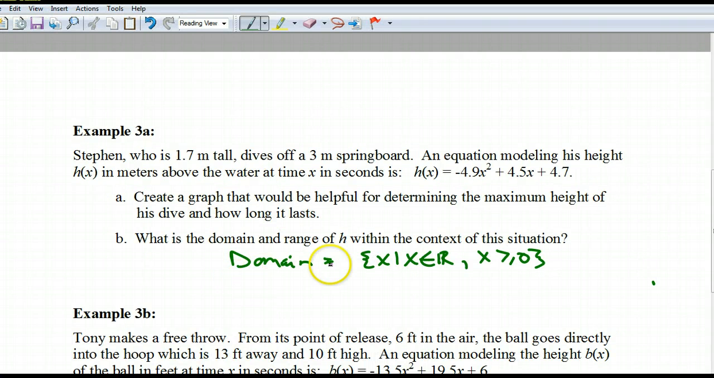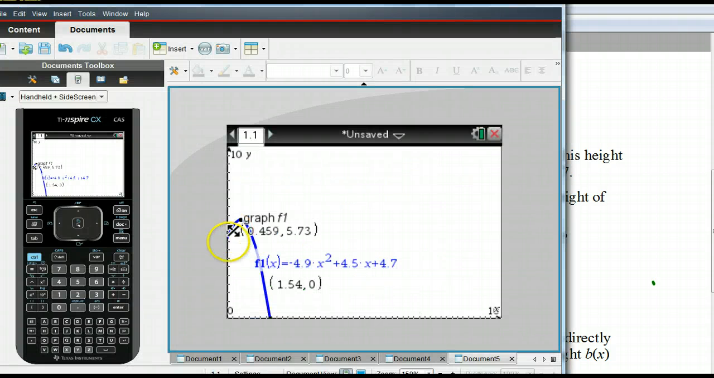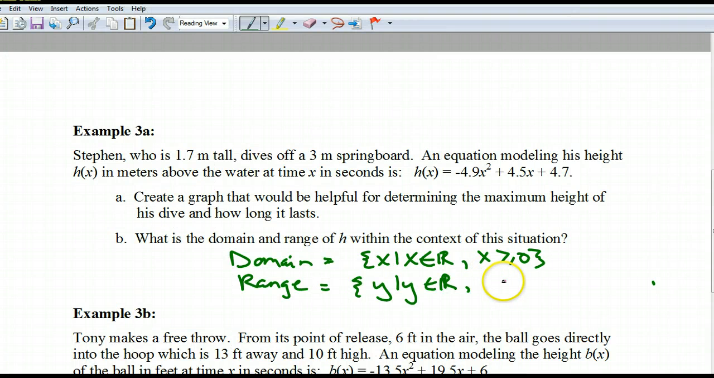Okay. And then, so that's my domain based on the graph. We're not starting before 0 time. How about range? y such that y is all real numbers, and then y is greater than or equal to 5 or 6. 5. Okay, now this is tricky. So y is less than what? 5.73 and greater than 0. So it's bound by those two numbers, right? So on this one, y is going to be in the middle. I can say greater than or equal to 0 and less than or equal to 5.73.